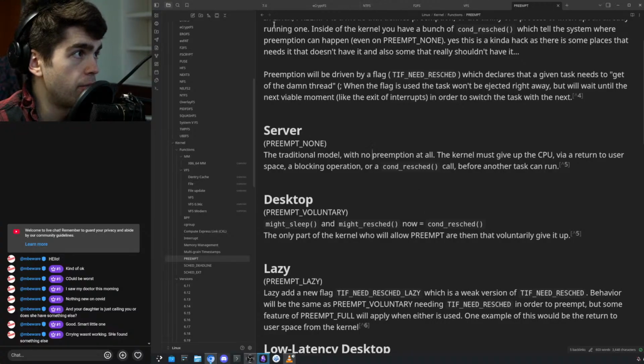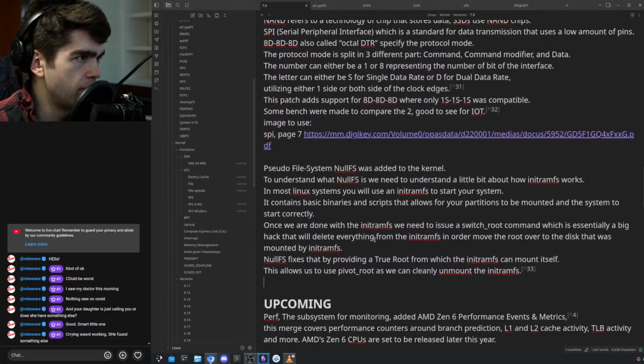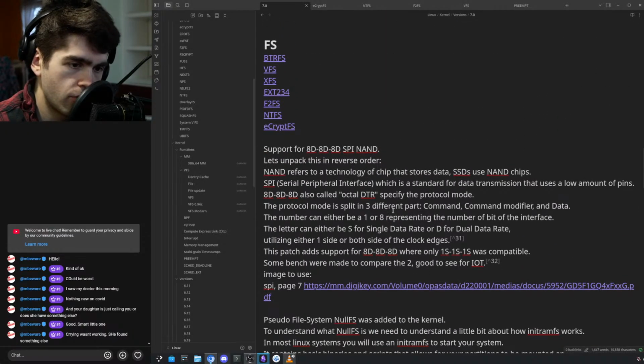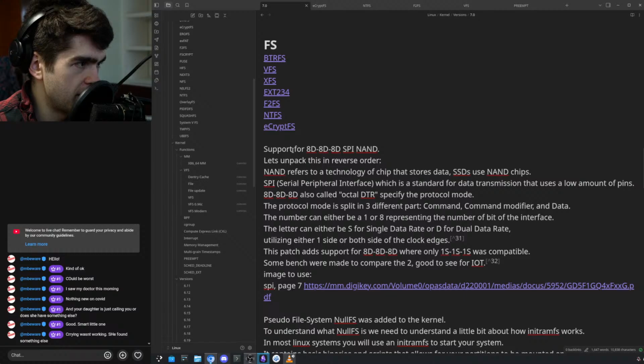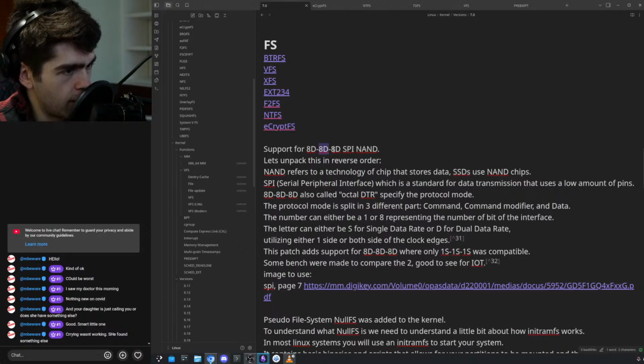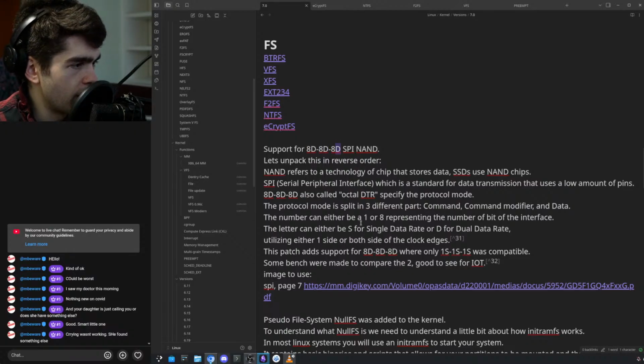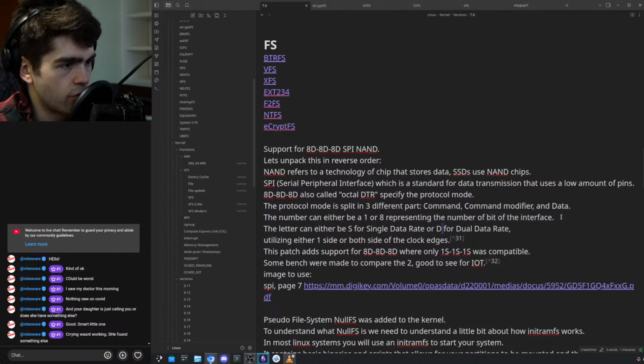So essentially, just to TLDR you for what I've talked about for like the 5 minutes before you came in. I've talked about the flash that we were talking about. I described it in a better way, where I lay out how we read this. I lay out the name, which is octal DTR. So we read it by having first the command, second the comment modifier, then the data. The number can either be 1 or 8, that represents the length of the interface, and then we have the letter, which is either S or D, so S single data rate or D dual data rate.